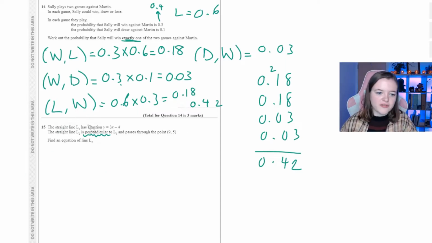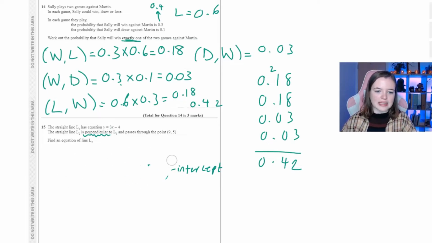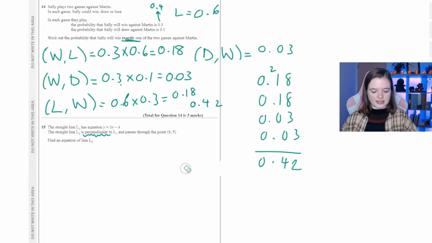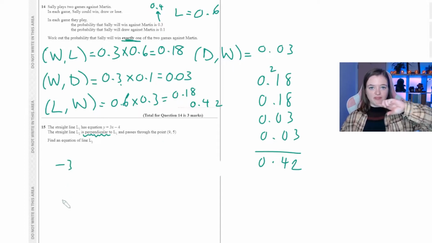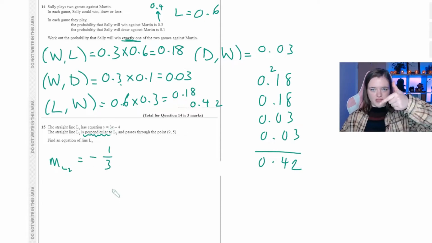So the gradient of the first line is this 3 here, because y equals mx plus c, where m is the gradient and c is the y-intercept. So the gradient of the first line is 3, and I need to make that the gradient of the perpendicular line. To do that, I make it negative, minus 3, then flip it, 1 over minus 3, or minus a third. So the gradient of L2 is going to be minus a third. Make it negative, flip it.